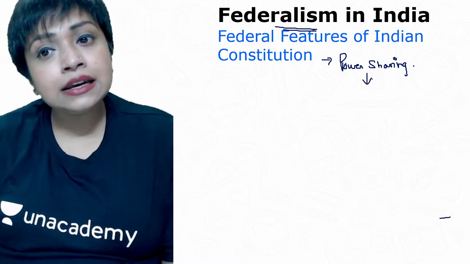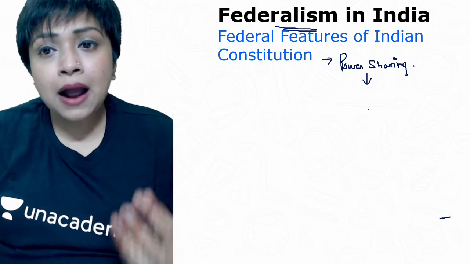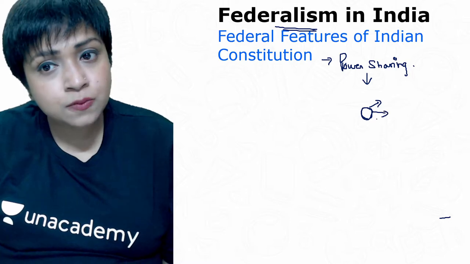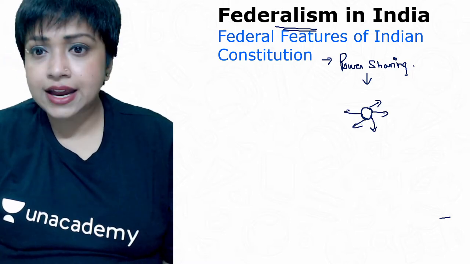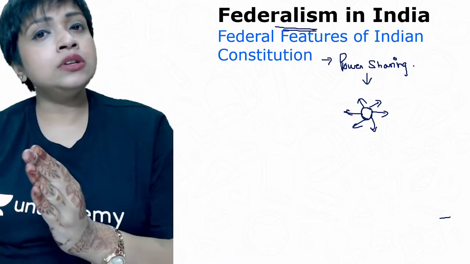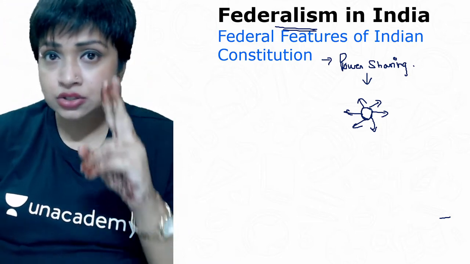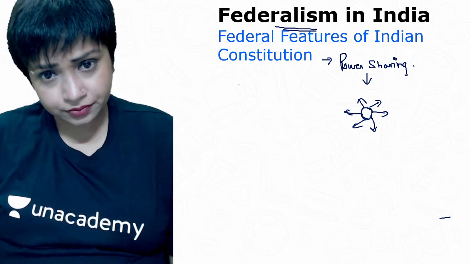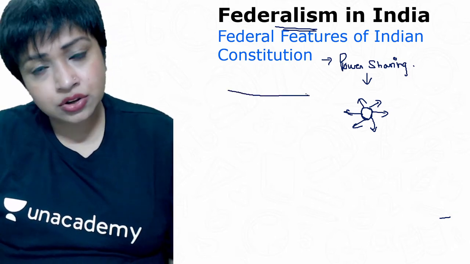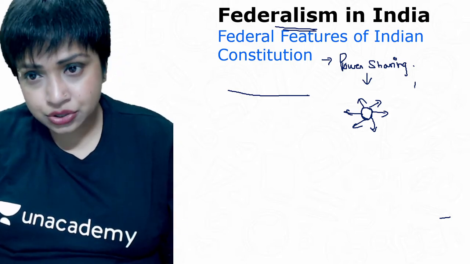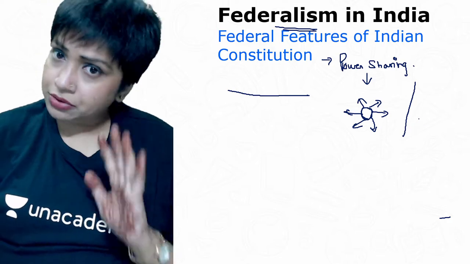Now, what we had learned in power sharing is that power is never concentrated in the hands of one, rather it should be shared, right? This is what power sharing was. We also learned that power sharing usually has two types. What are the two types of power sharing? One is horizontal, though my line might not look very horizontal, and the other is vertical power sharing, right?